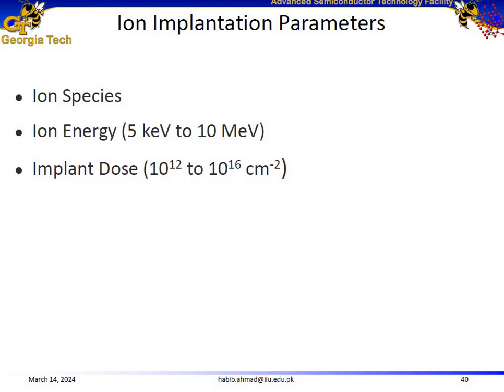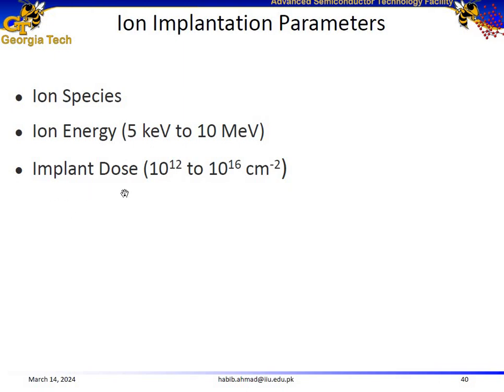Here are the ion implantation parameters. The crucial parameters are ion species or type. For example, for p-type doping of silicon, we need boron ion implantation. For n-type doping of silicon, we need phosphorus ion implantation. Ion energy is the second parameter. It's in the range of 5 kilo electron volts to 10 mega electron volts. Ion energy defines the depth of the ion implantation.